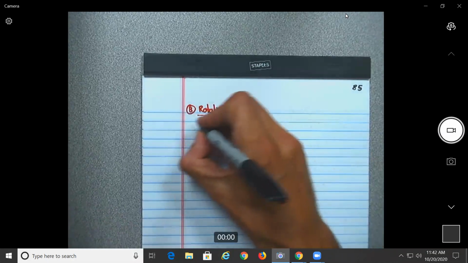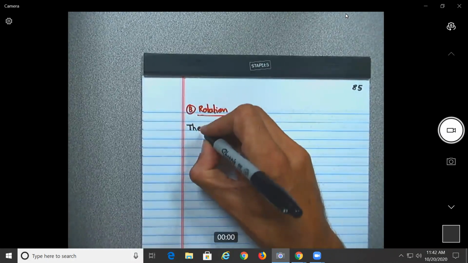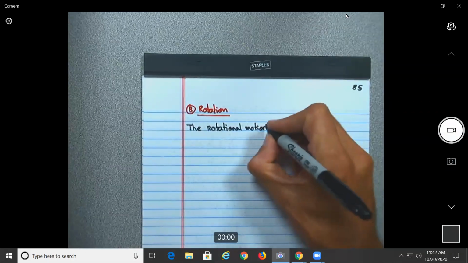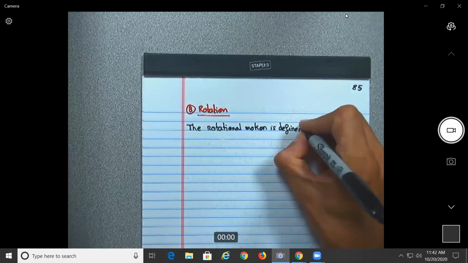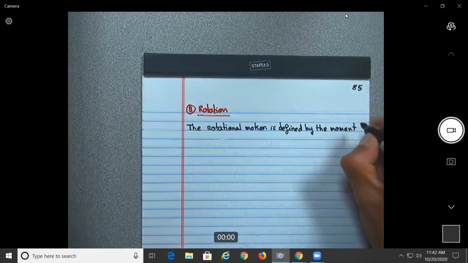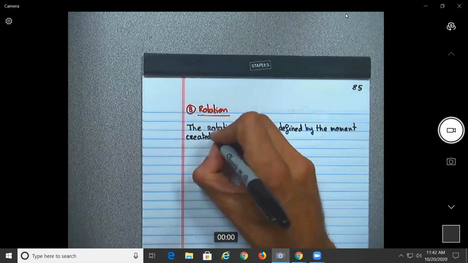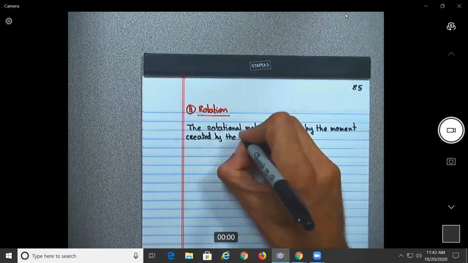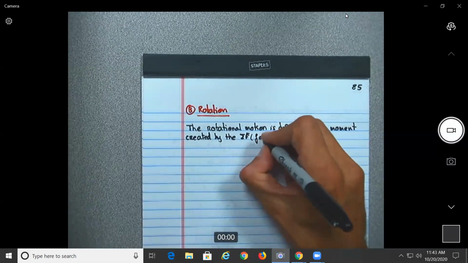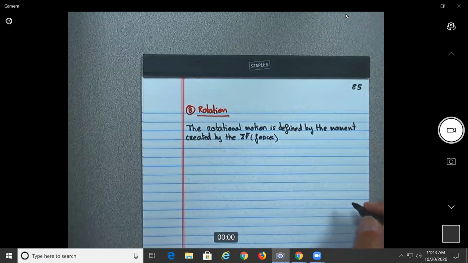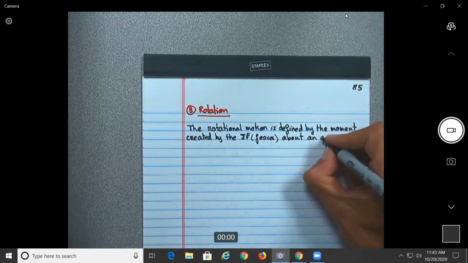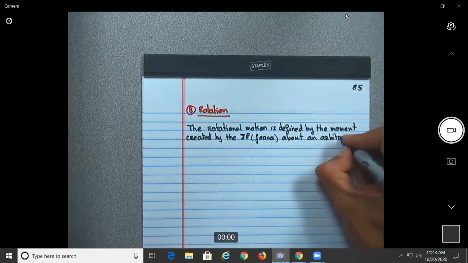So the rotational motion is defined by the moment created by the summation of forces, so by the forces, about an arbitrary point.